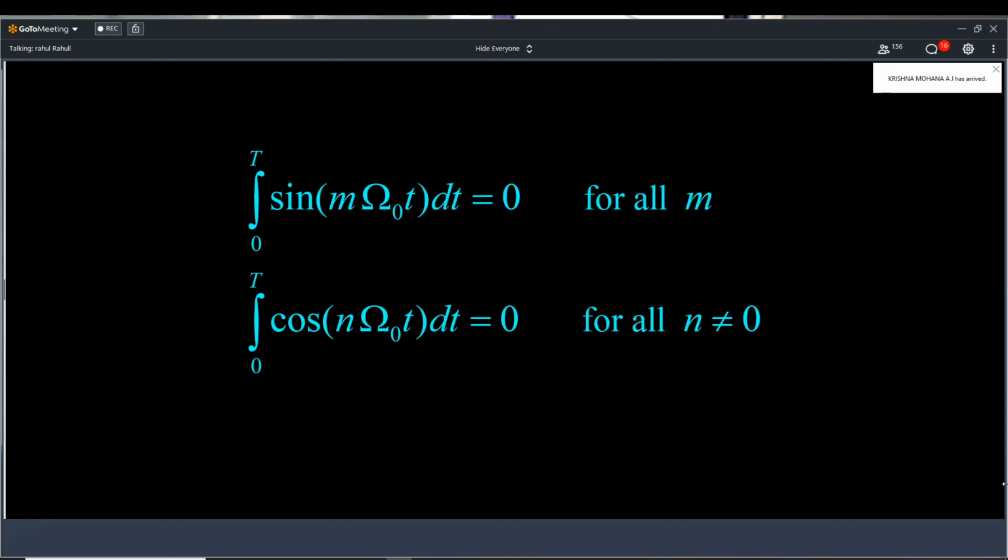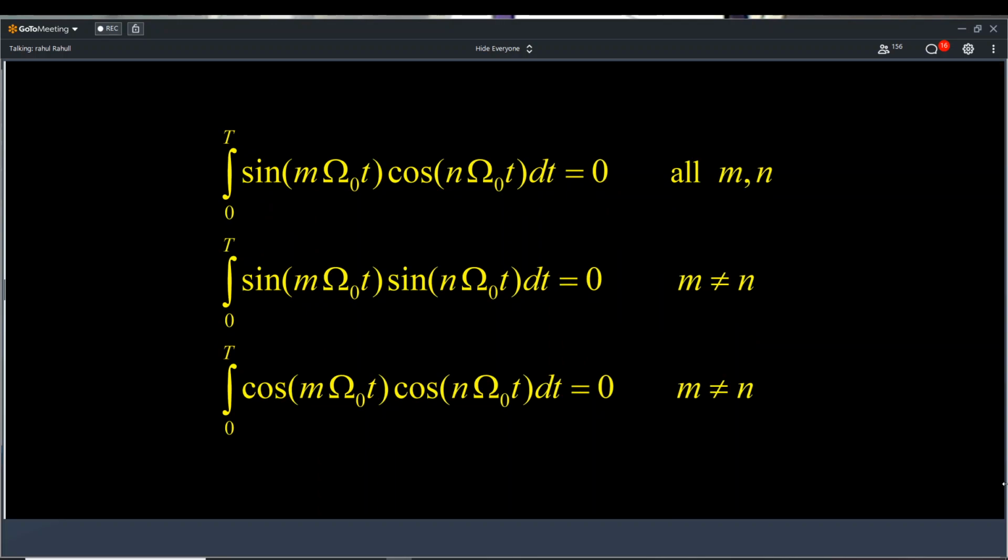So sine of m omega 0 t dt, if you are integrating over a period, will be 0 for all n. Then cosine, if you are integrating for any frequency, that is n omega 0 t dt integrated over 0 to T, for all n but n not equal to 0, will give you 0. Similarly, you have these orthogonal properties of the sines and cosines. So sine multiplied by cosine, whatever the values of n and m, for all m and n integrated over 0 to T will give you 0, and so on. I am not going into much more detail of these orthogonal properties because there are many things that have to be seen.